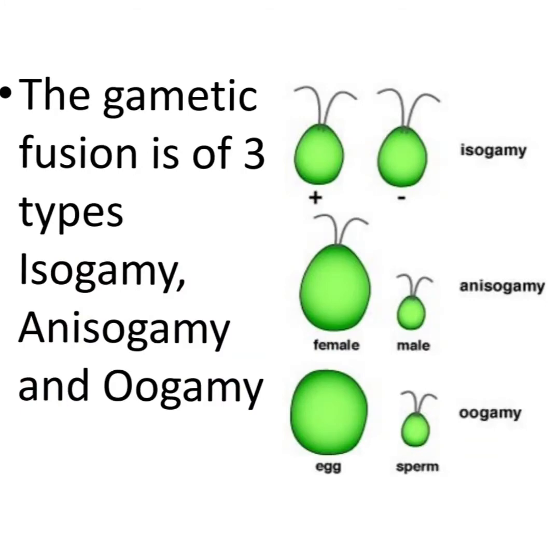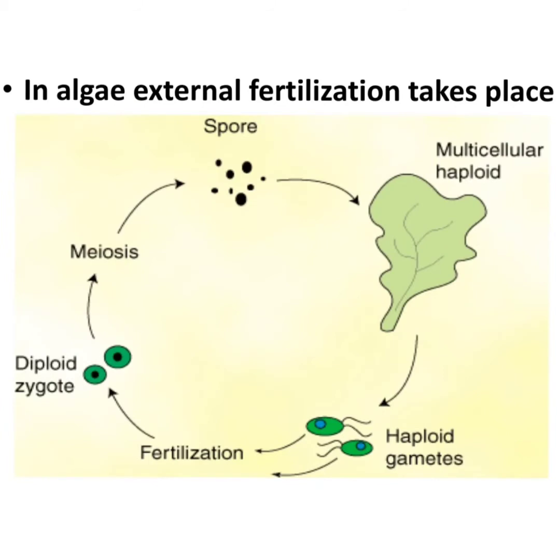Isogamy, in which the gametes are structurally and morphologically similar. In anisogamy, the gametes are structurally and morphologically dissimilar. And in oogamy, one gamete, which is the egg, is non-motile, and the sperm is motile, and the fusion of the sperm nuclei with the egg nuclei occurs in the gynoecium, resulting in the formation of the zygote. In algae, the fertilization is external.